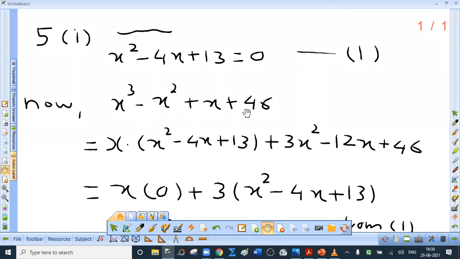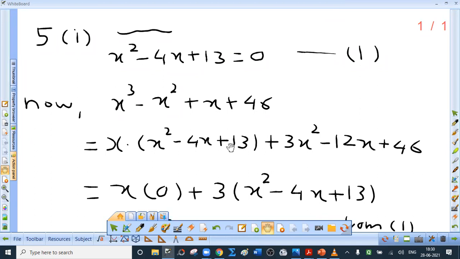X into 13 is 13x. But it is not 13x. It is x. So minus 12x. Then why 46? Because it is present from the beginning. We are writing the equal sign. You can verify if you open all the brackets. You will notice that you have written the same and that is required. How can you write a different thing?